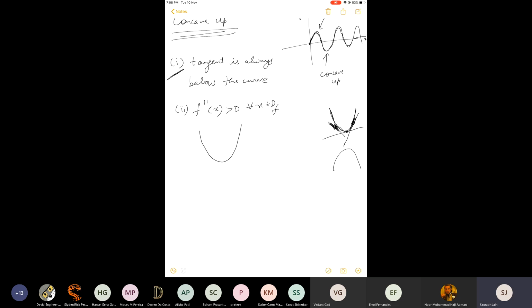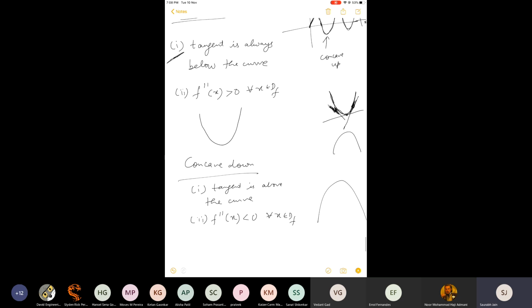Then for concave down, the opposite happens. Just change these definitions. Tangent is above the curve, always. Second, f double dash x is negative. Like in this case, you draw a tangent. What will happen? It will always be coming above the curve. Right? Tangent is above the curve.